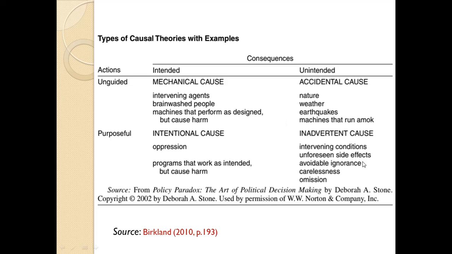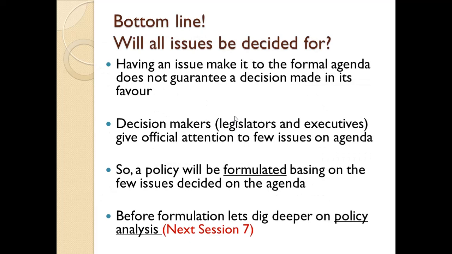Or it could be unforeseen side effects, avoidable ignorance, carelessness or omission that lead to particular problems, and therefore create more effects that would put the government under pressure to create a solution for that particular problem. So all those are different types of causal stories or narratives that lead to particular problems which could attract attention in agenda setting. But the bottom line is: will all issues be considered for agenda? Yes and no, depending on what we've just discussed.